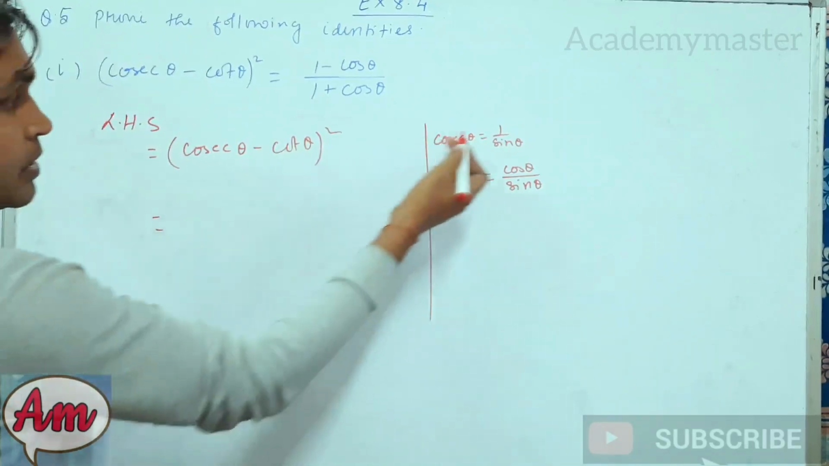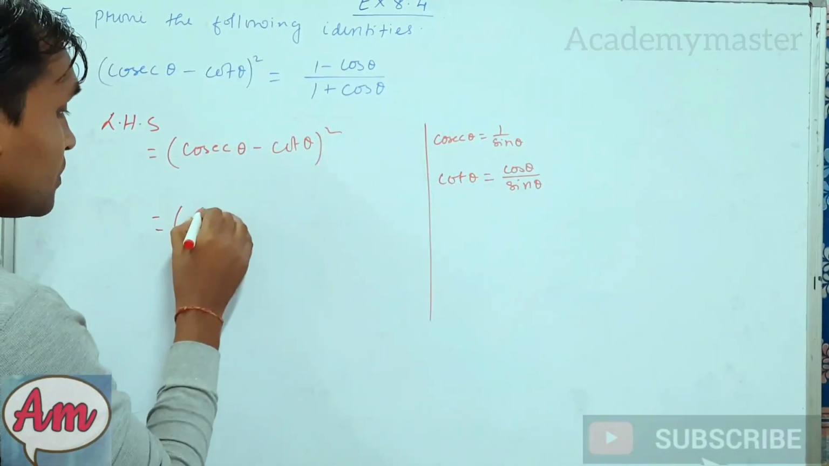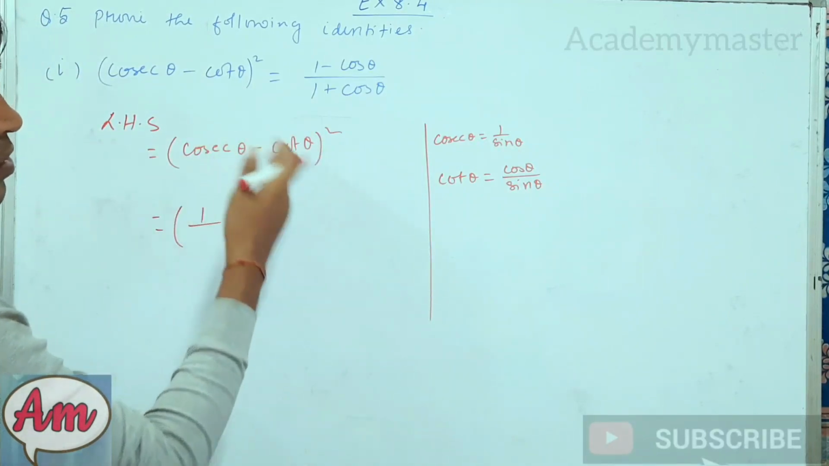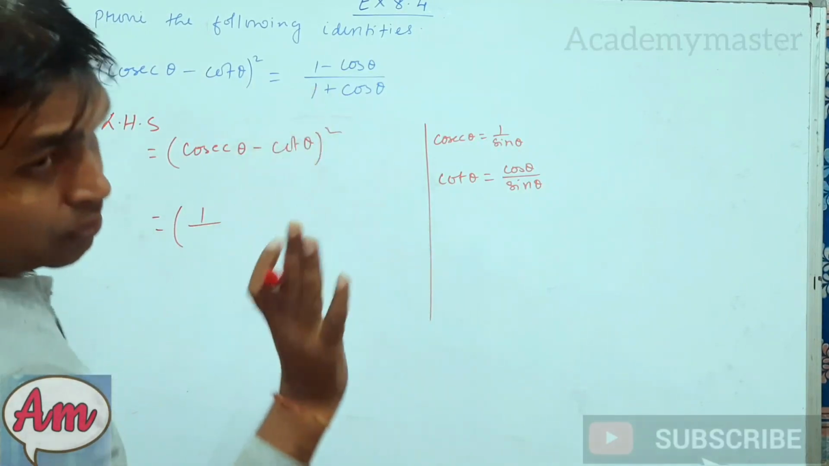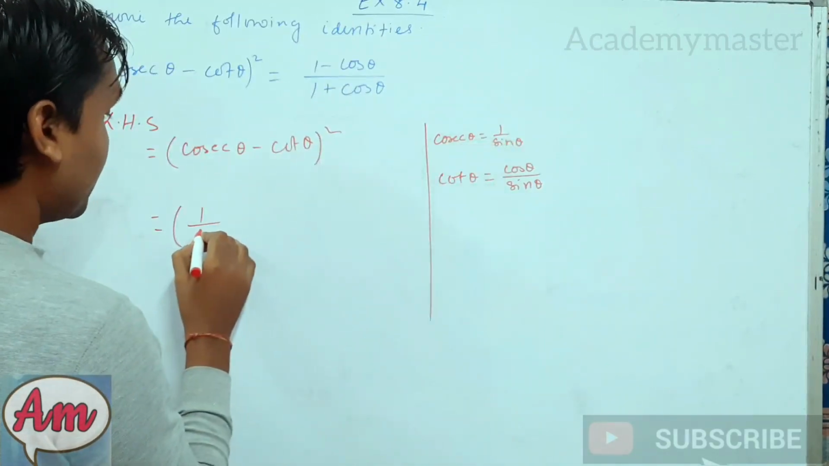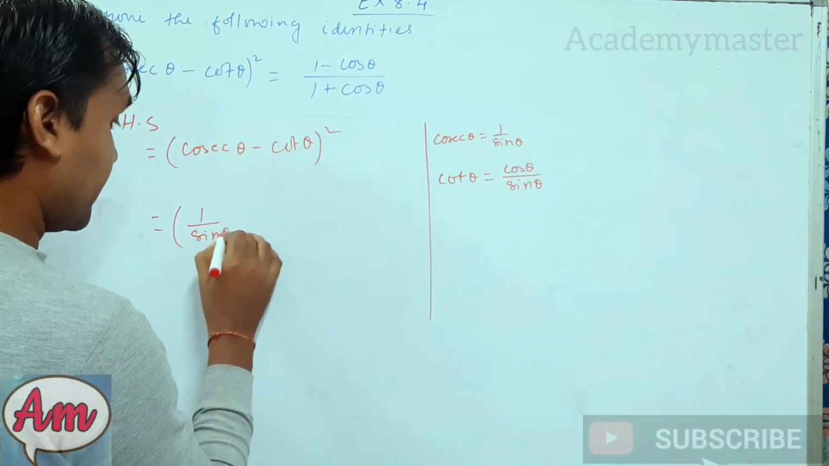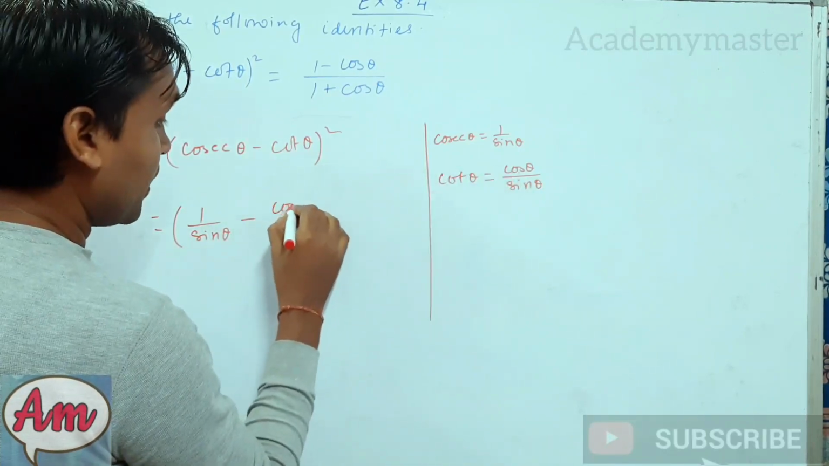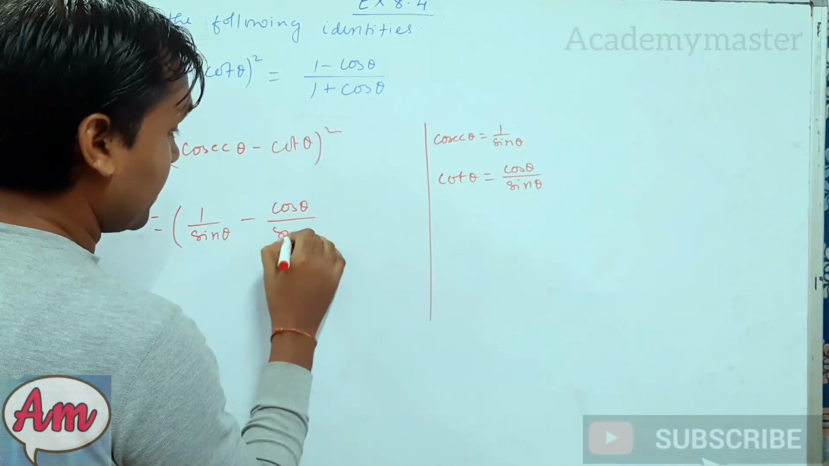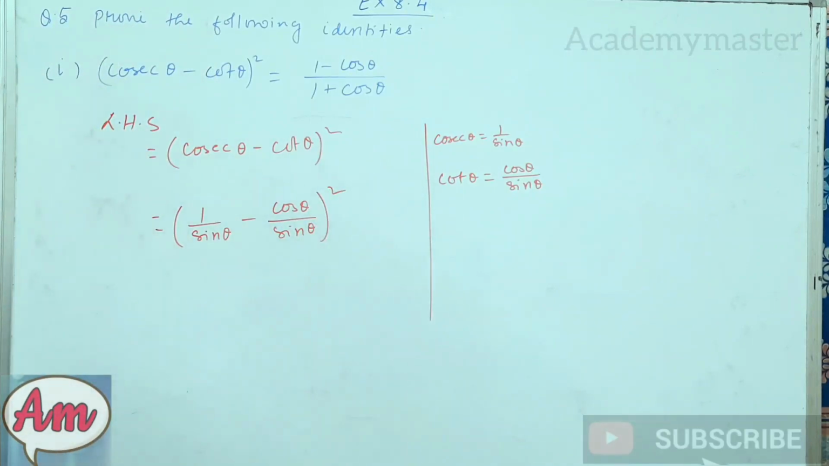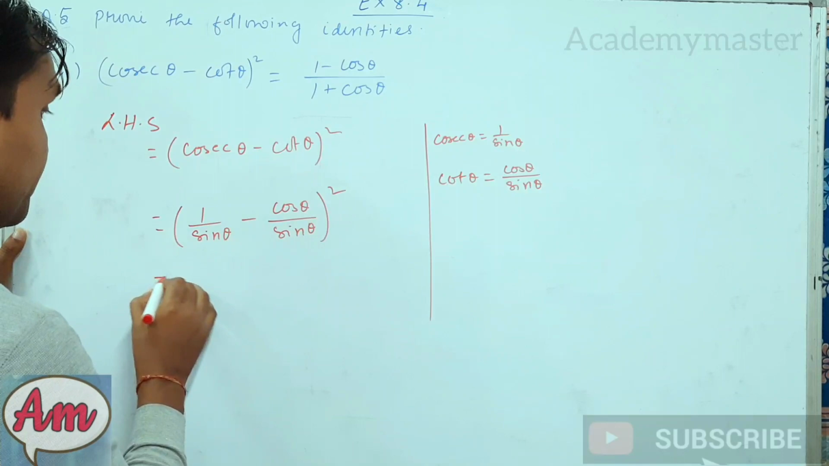Okay, so let's substitute this. In most of the questions you have to convert cosec or tan in terms of sine and cos. So cosec theta is equal to 1 by sin theta, so I'll write here 1 by sin theta, then cot theta is equal to cos theta by sin theta, whole square. Up to this it is clear, I suppose. Very simple it is. Listen very carefully and try to understand.